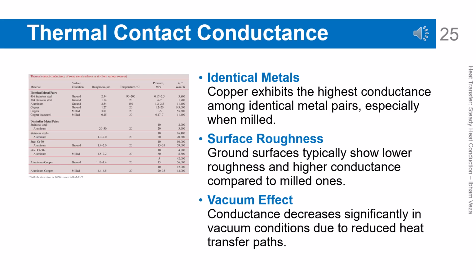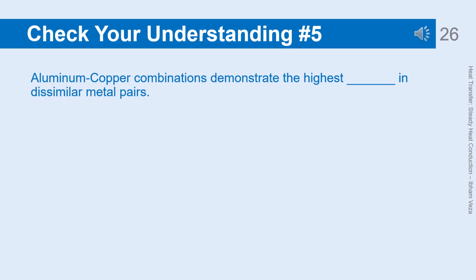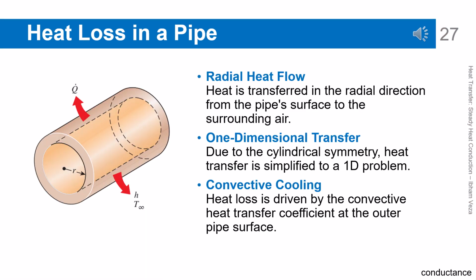Contact pressure remains a key factor in all cases. Aluminum-copper combinations demonstrate the highest conductance in dissimilar metal pairs. Heat loss in a pipe. Heat transfer in a pipe occurs radially from the inner surface or wall to the surroundings. Because of the cylindrical geometry, the problem can be simplified to one-dimensional in the radial direction.